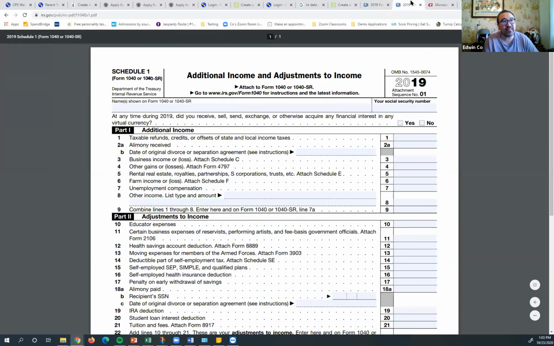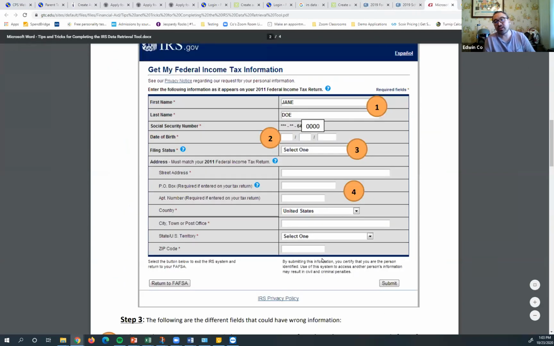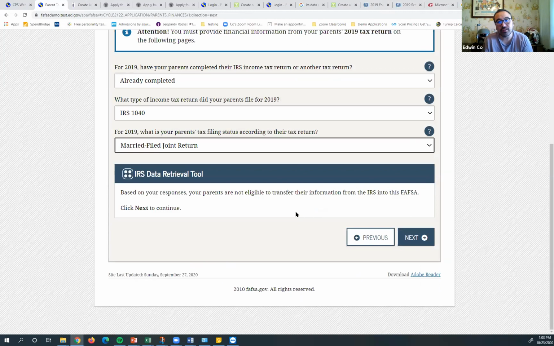After you've done that, you're going to hit submit. They're going to ask whether you want to transfer that data over. You say yes, and they'll automatically populate a lot of that information on your FAFSA form. I can't do it today because I'm using a demo account. We hit next.